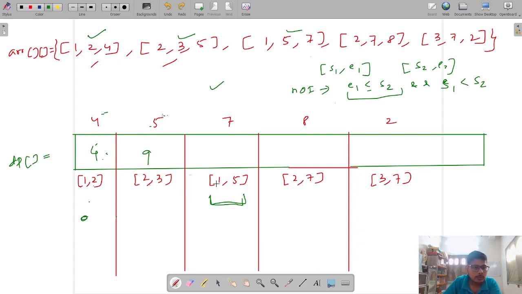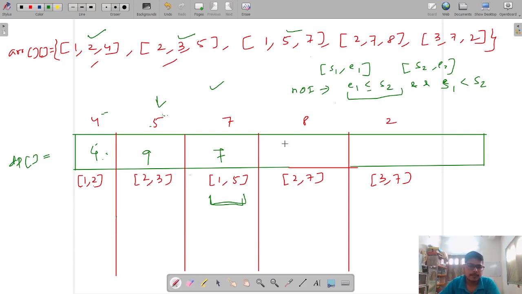So 1 2 and 1 5, as 2 is not less than or equal to 1, they are not non-overlapping, they are actually overlapping, right? So let's see this one. 2 3 and 1 5. So 3 is not less than or equal to 1. So these two are also overlapping, right? So the answer here, by including this interval with corresponding non-overlapping intervals before it, I can gain a maximum profit of 7 only, because there are no non-overlapping intervals before it, right? So our answer is 7 here.